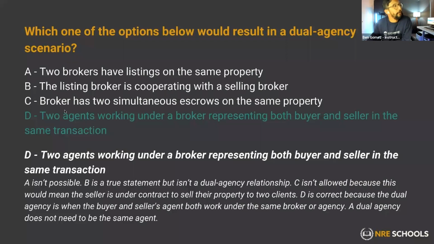Broker has 2 simultaneous escrows on the same property. That is a no-no. You can't have two escrows on the same property because that means you're selling it to two different buyers. I didn't share that story with you. I'll share it with you next time, but one of those agents that I had on my screen at the beginning there was fined like $2,500 because he technically had two escrows open on the same property. Two agents working under the same broker representing both buyer and seller in the same transaction. That would be the answer.